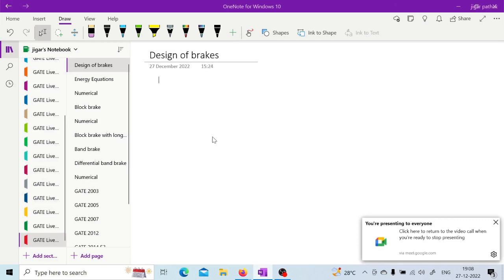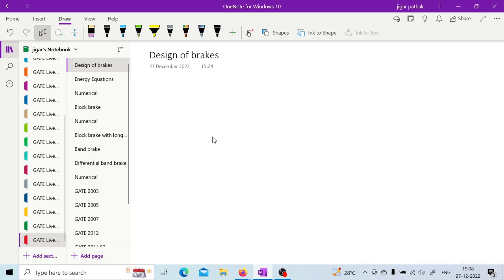So today we will discuss the design of brakes. A brake is defined as a mechanical device which we use for absorbing the energy possessed by a moving system, because we are bringing any particular body in motion to rest with the help of brakes. So this is basically a mechanical device which is absorbing energy.